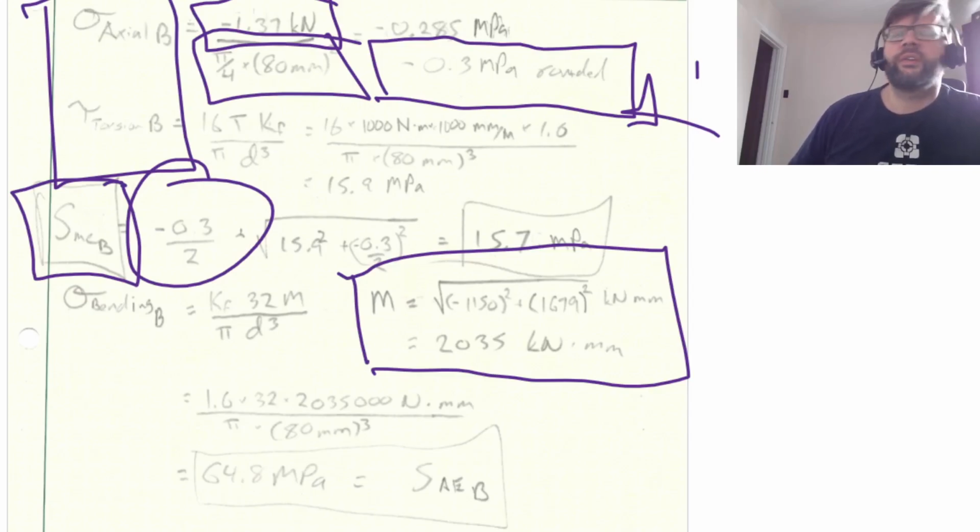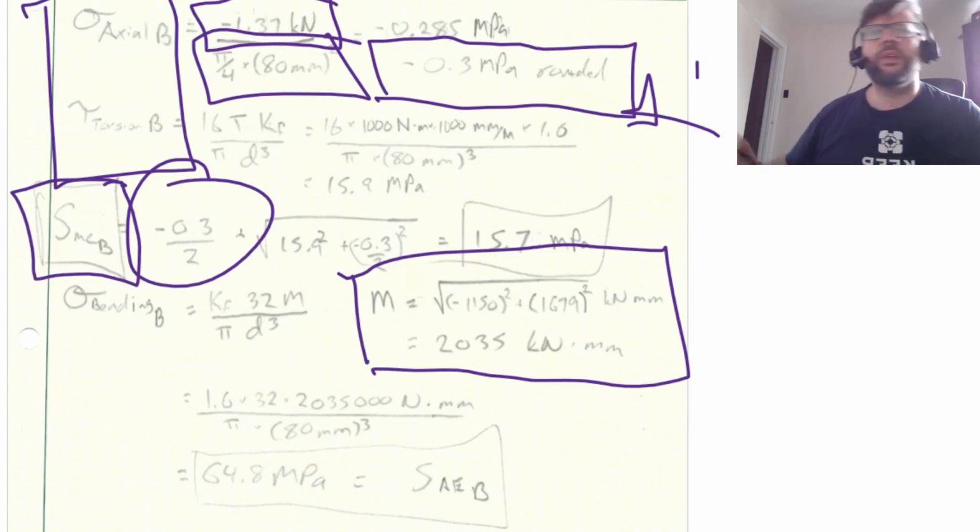So that'll be 64.8 megapascals is our bending stress, and that's also the only thing that contributes to our amplitude, to our variation. So that's our SAB, our stress amplitude at B.